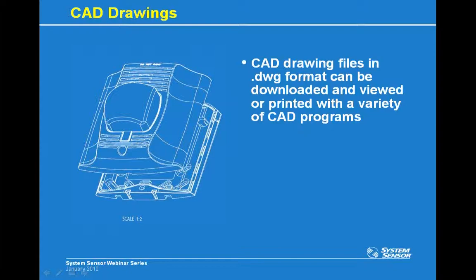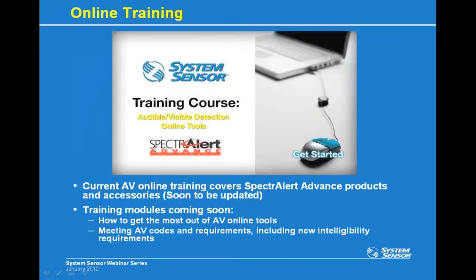So the last thing we're going to look at is online training offered here at System Sensor. You can access System Sensor online training courses by going to systemsensor.com/training. And these courses are designed to provide a self-training option to increase your knowledge for use in the field. Once you complete the course, you can take a quiz and then print a certificate to verify that you did take the class. The current AV online training covers SpectrAlert Advance products and accessories.